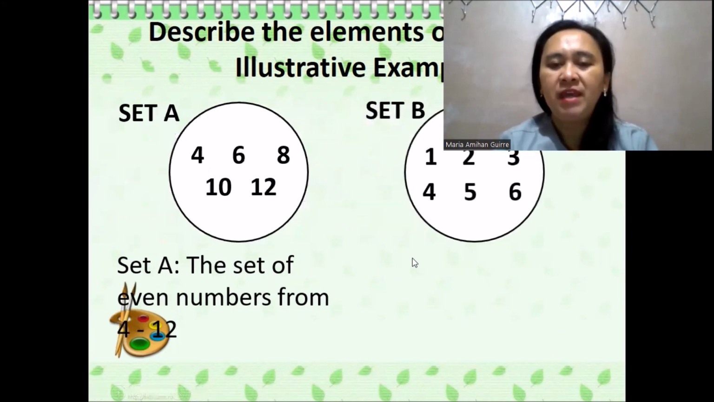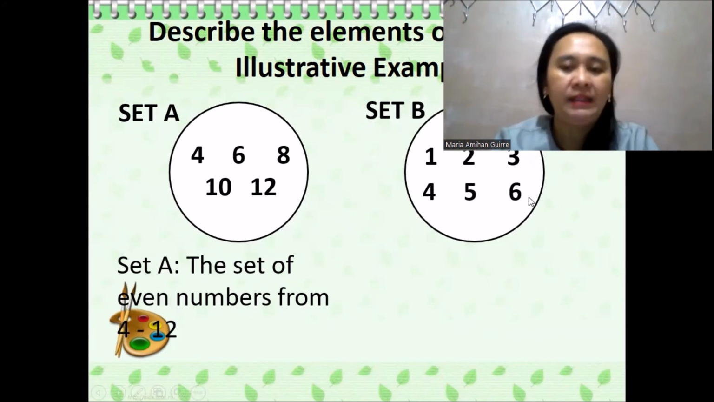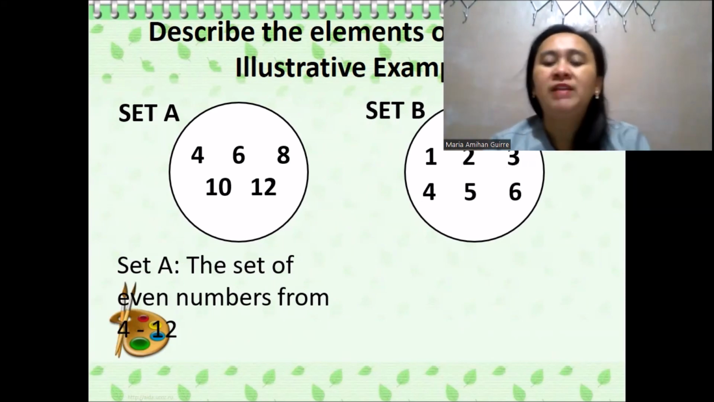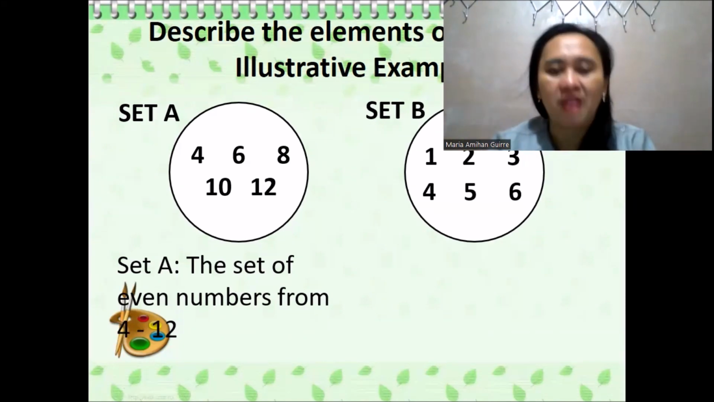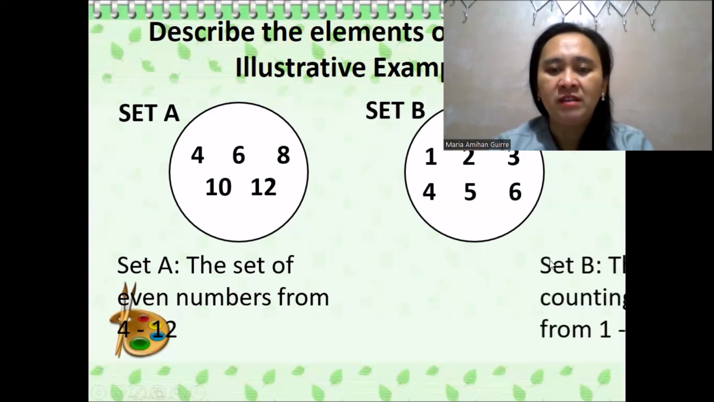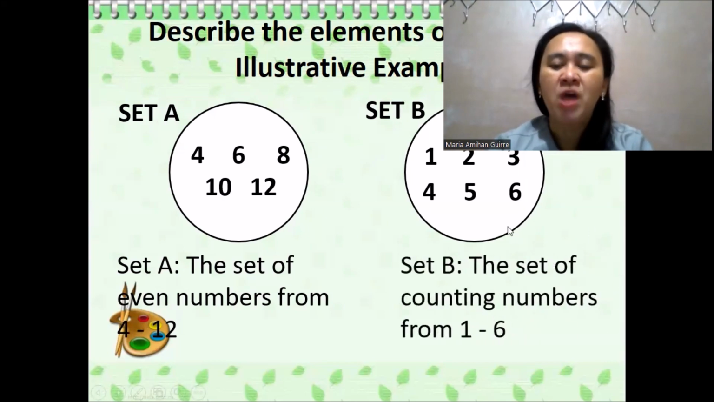Then set B, the elements are 1, 2, 3, 4, 5, 6. Don't forget in writing a set, we use the braces symbol. So we will write all the elements inside the braces. So therefore, we can describe set B as the set of counting numbers from 1 to 6.